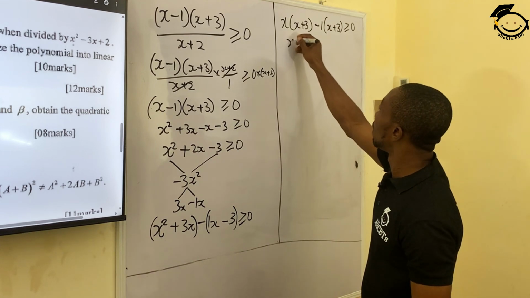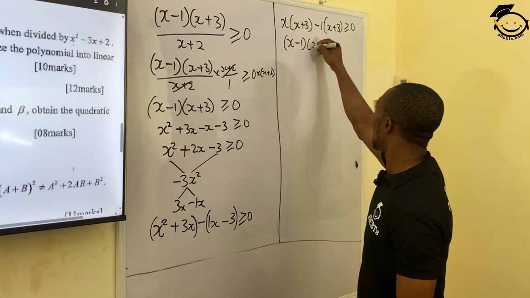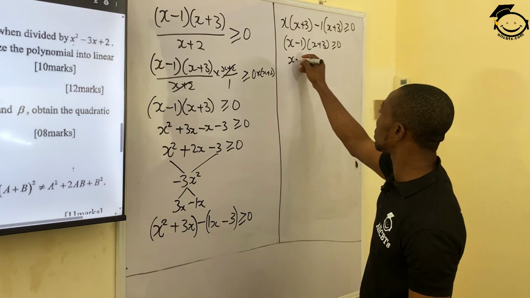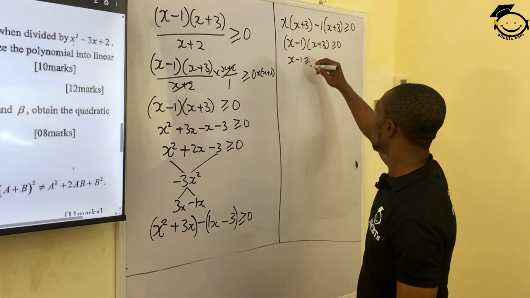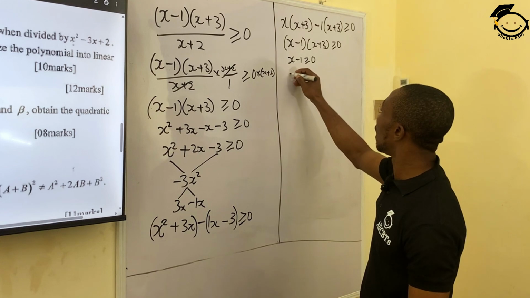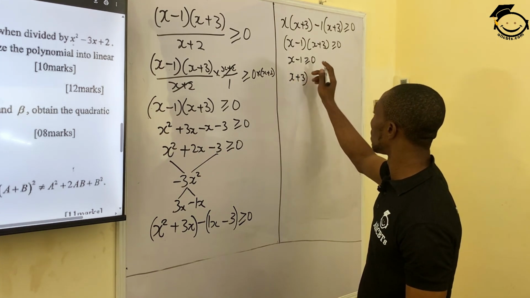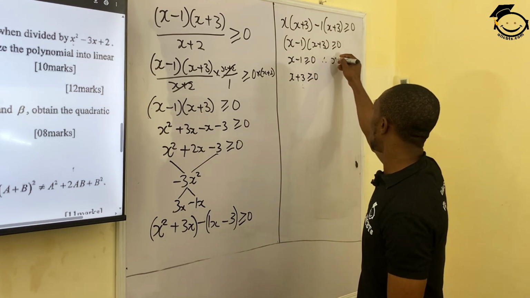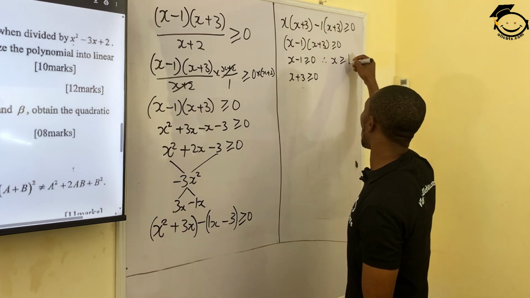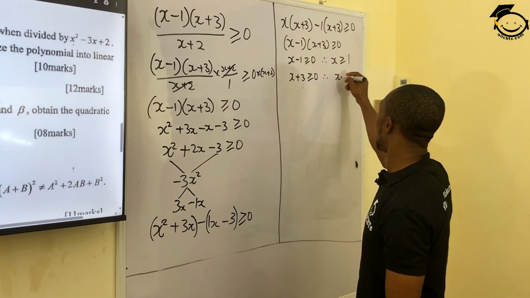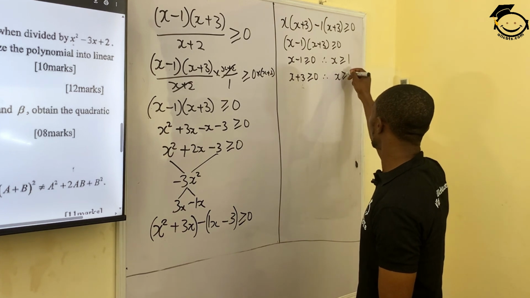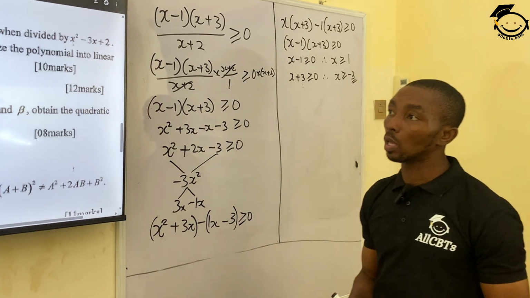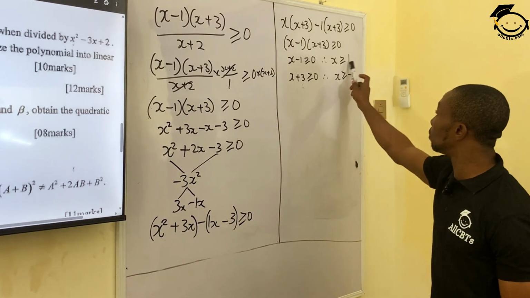So this will become x minus 1, x plus 3. Now equating all to 0 becomes x minus 1 is greater than or equal to 0, and x plus 3 is greater than or equal to 0. So therefore, x is greater than or equal to 1, and x is greater than or equal to minus 3. So these are the roots. We have solved the inequality to be this.